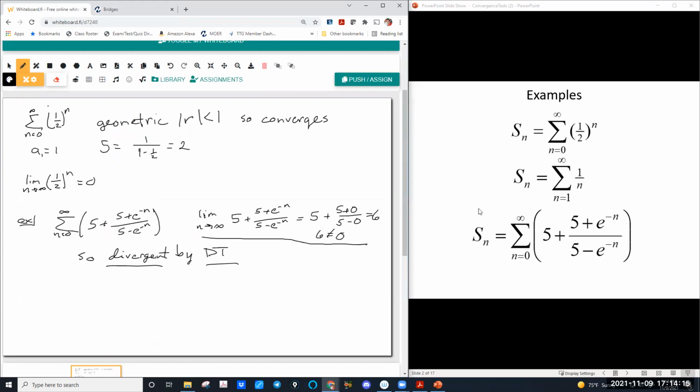Okay. Questions about this? So DT is just standing for divergence test. Yeah, let's just call it the divergence test, maybe not theorem. I feel a little better about that. Divergence test.